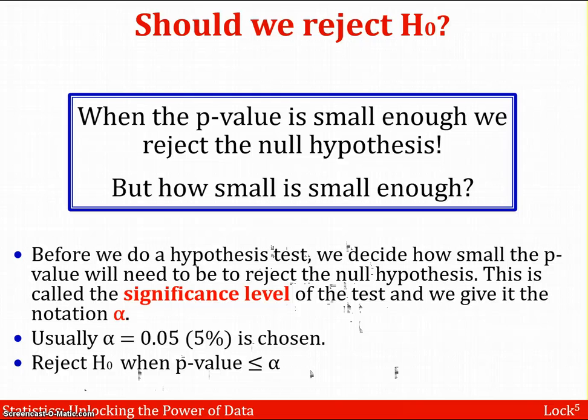Before we do a hypothesis test, we really have to decide how small the p-value will need to be to reject the null hypothesis. This is called the significance level of the test, and we give it the notation alpha. Usually we use alpha equal to 0.05 or 5% for a significance level. This is convention. It's generally regarded as the threshold for statistical significance for most journals in which people publish scientific results. When the p-value is less than alpha, we reject the null hypothesis and say that our result is statistically significant.